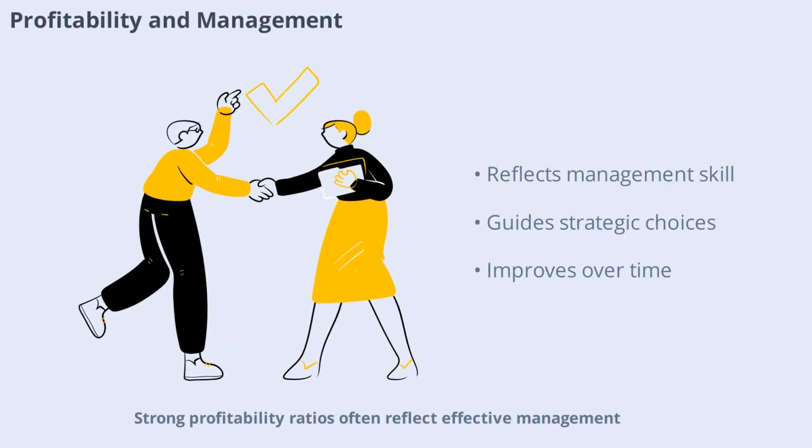Strong profitability ratios often reflect effective management. Leaders who control costs, optimize pricing, and drive sales can improve these ratios over time. Monitoring profitability helps managers make informed decisions and adjust strategies to maximize returns.